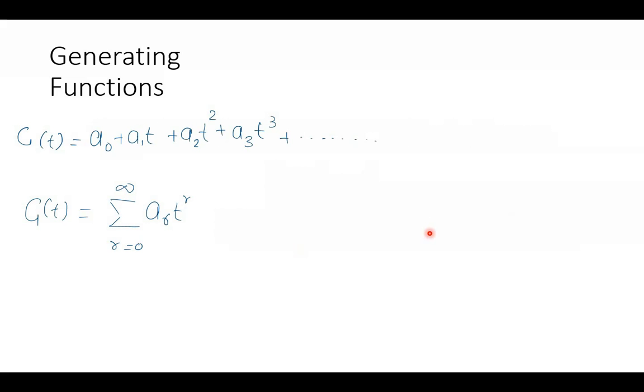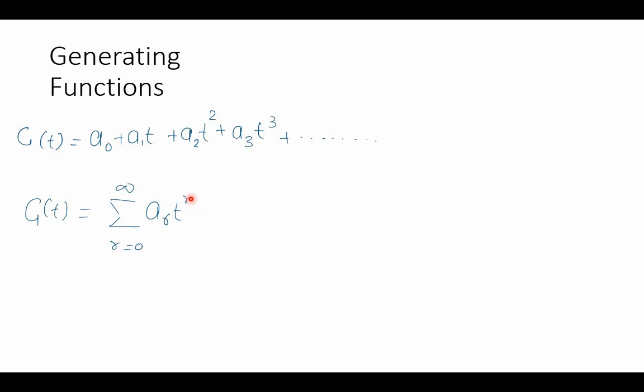Just a quick recap of what a generating function is. Say, for example, if I have a series a0, a1, a2, a3 and so on, then the generating function for the series is given by a0 plus a1t plus a2t square plus a3t cube and so on, and is designated by g of t. In the summation notation, I can write it as summation from r is equal to 0 to infinity ar t to the power r.